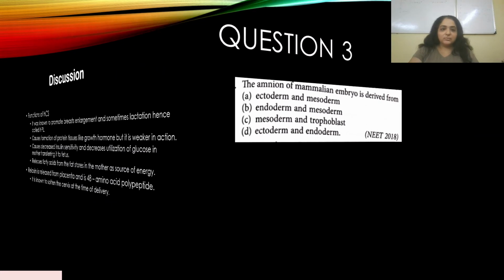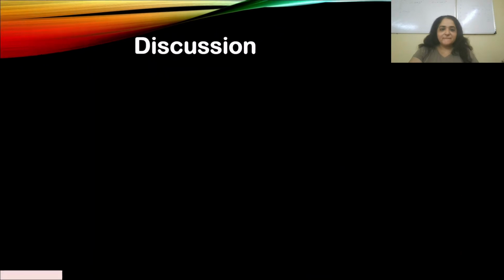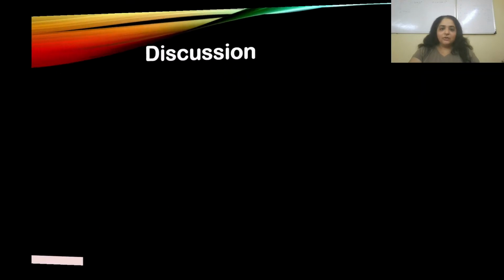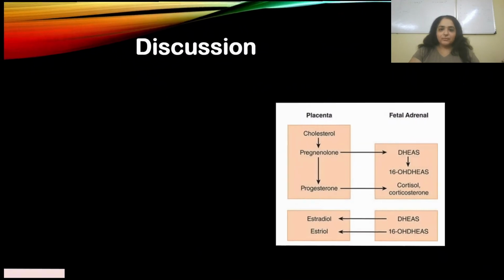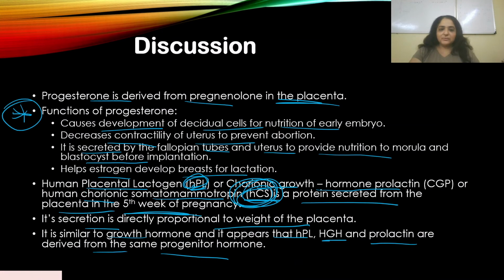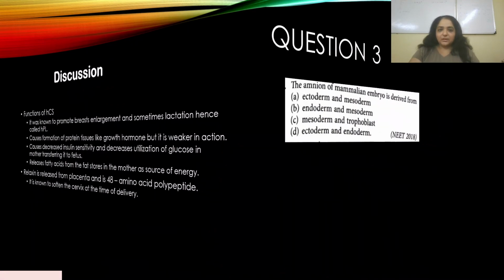Sorry, let's go back to the question and see if you've answered this. Hormones secreted by the placenta to maintain pregnancy are HCG, HPL, progestogens and estrogens. Okay, so this is the appropriate answer. All right, so let's move on. I think I've pretty much explained most of it. I explained placenta development, I explained the hormones related to the placenta.